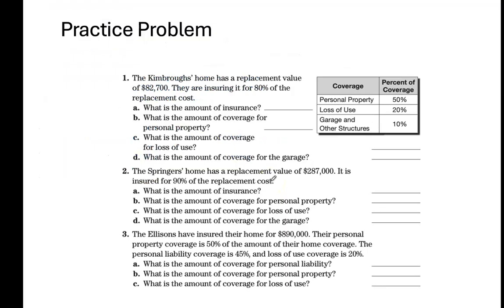So on your practice, which looks like this, here's what I'm talking about. Here is the figure you will need to use for number 1 and number 2. The Kimbroughs' home has a replacement value of $82,700, and they are insuring it for 80% of the replacement cost. What is the amount of the insurance? So for the first one, you will have to take this $82,700.